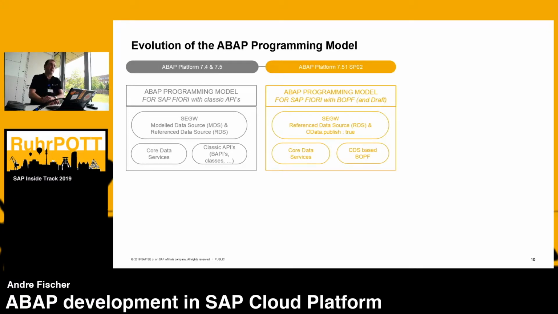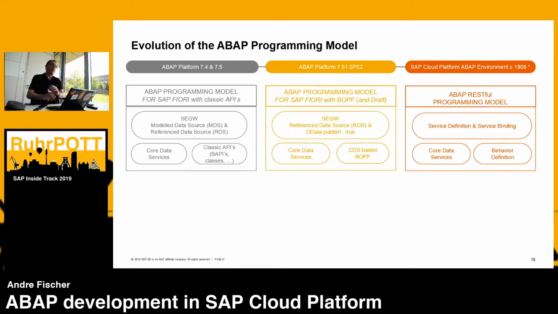Then in 751 with S/4HANA, you can use BOPF objects and core data services. So here the development is moving from implementing OData APIs to implementing business logic in BOPF objects. And the RESTful programming model, so the first version came out with ABAP in the cloud, is also using core data services and new types of repository objects like service definition, service binding, and I will show right now what this is about.